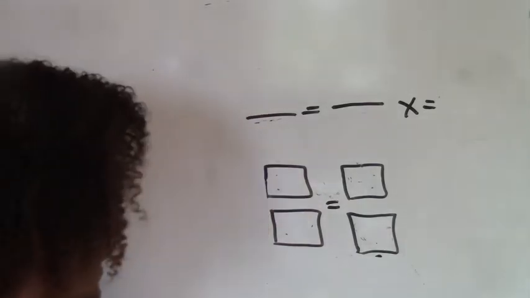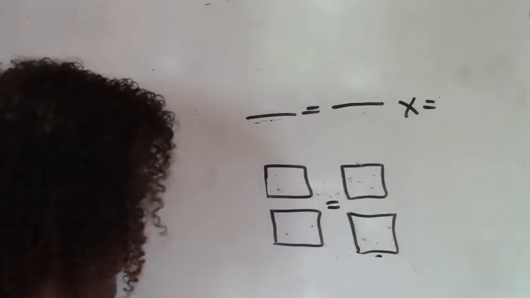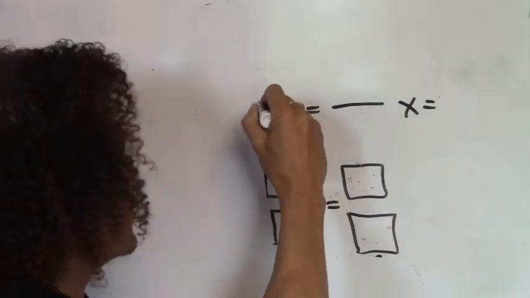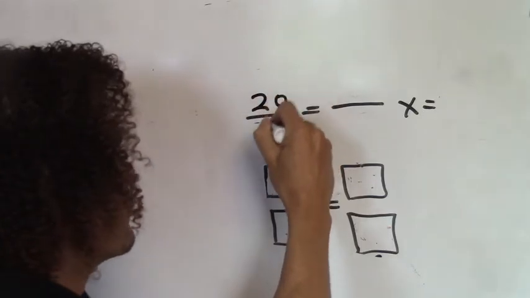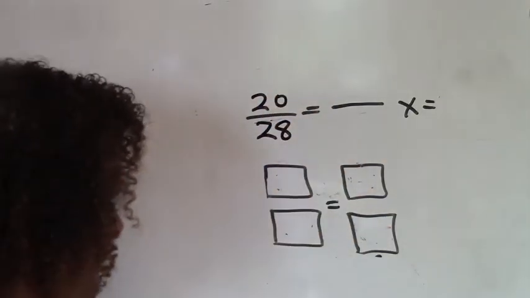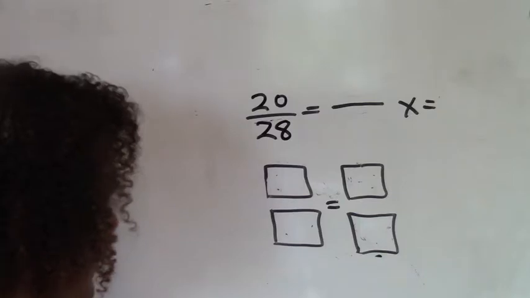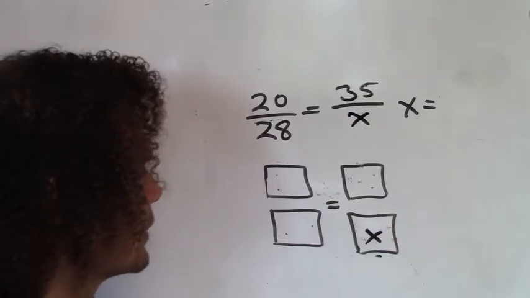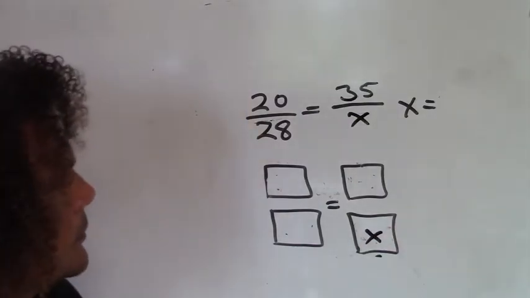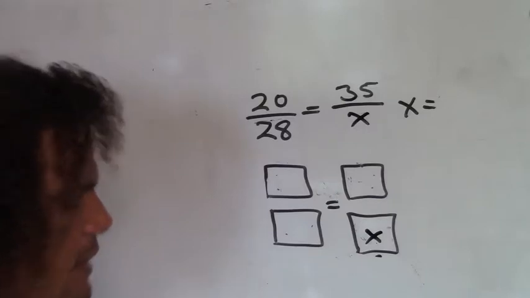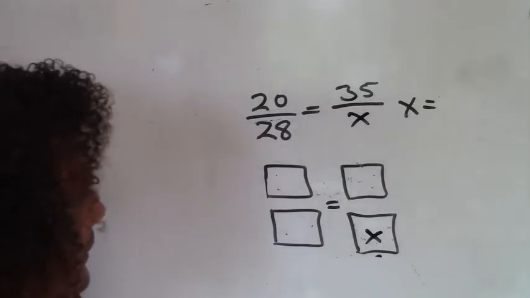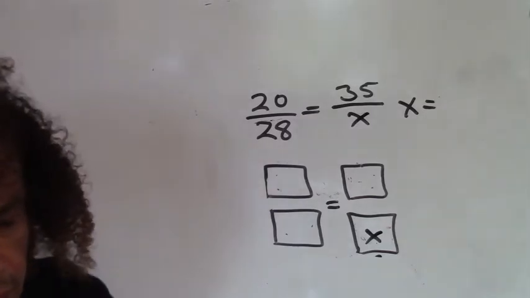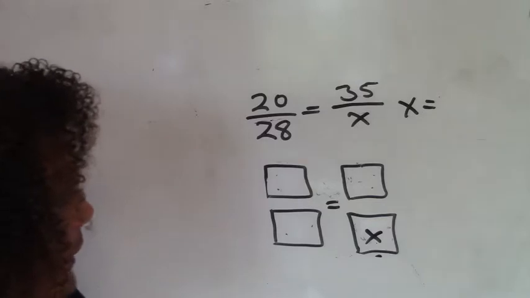Alright, so I'm gonna make this a little more complicated, but not by too much. 20 over 28 is the same thing as 35 over, I don't know. So we're looking for the box. We're looking for that box again. So your job is to tell me what x equals and to figure out all the boxes. There. All right. I like it.